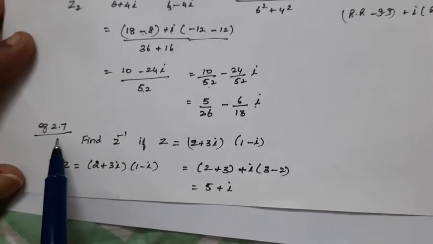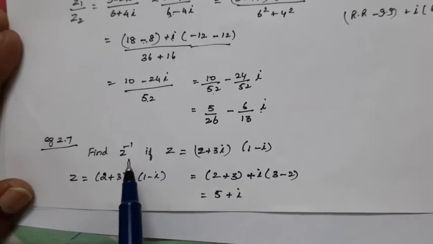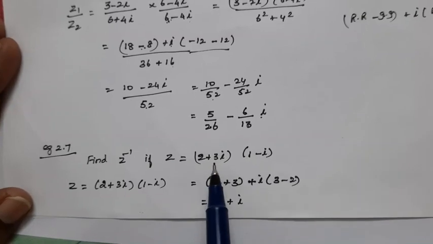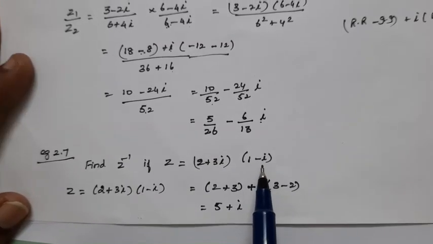Now coming to example 2.7. Find z inverse if z = (2 + 3i)(1 − i).